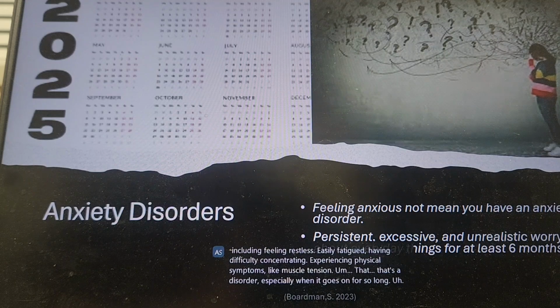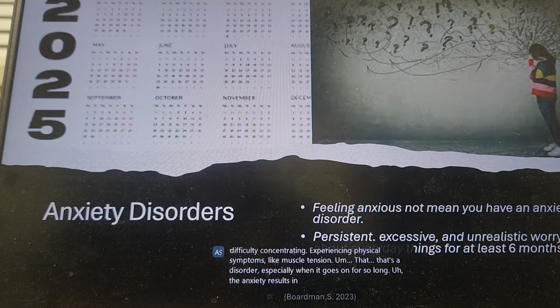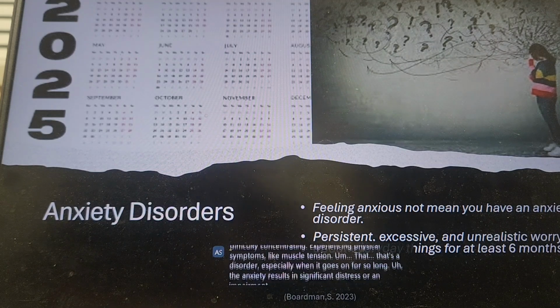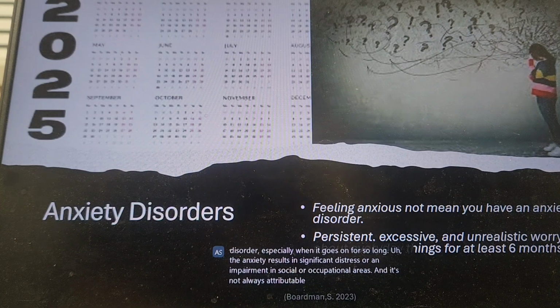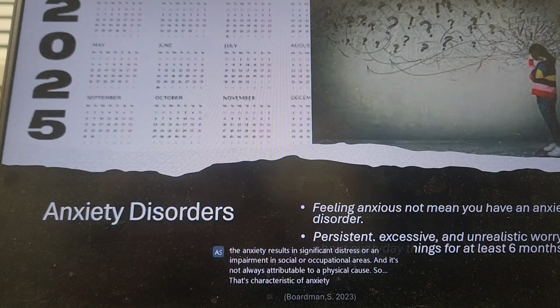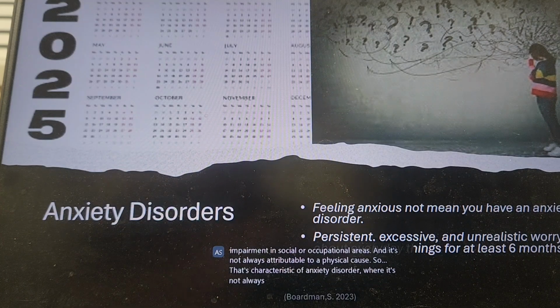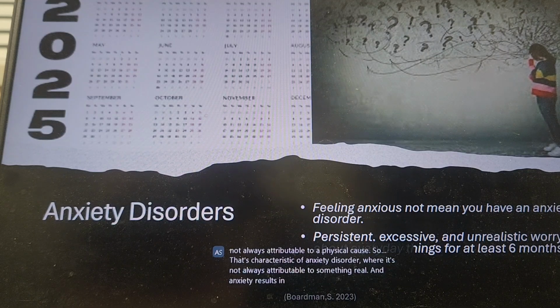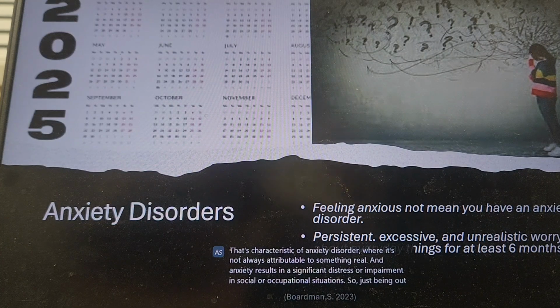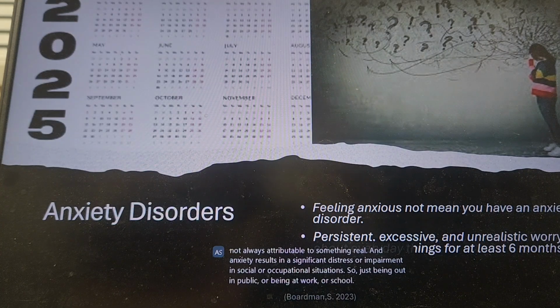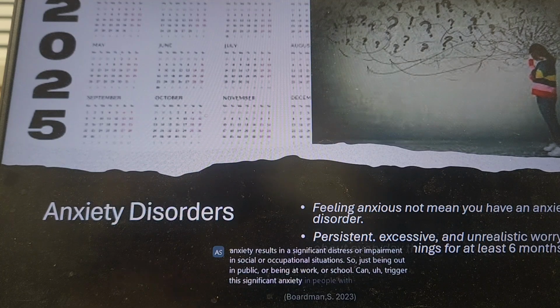The anxiety results in significant distress or an impairment in social or occupational areas, and it's not always attributable to a physical cause. So that's characteristic of anxiety disorder, where it's not always attributable to something real. And anxiety results in a significant distress or impairment in social or occupational situations. So just being out in public or being at work or school can trigger this significant anxiety in people with anxiety disorders.